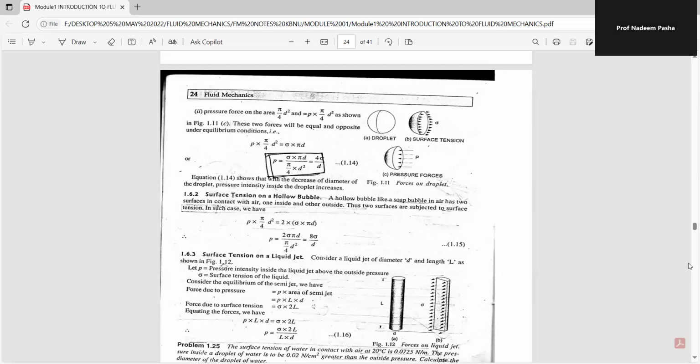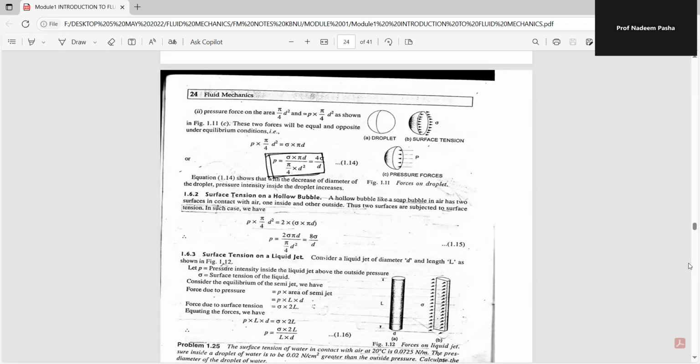Now, surface tension on a liquid jet. That is the third case. Consider a liquid jet of diameter d and length L, as shown in the figure. Let us assume that P is the pressure intensity inside the liquid jet above the outside pressure, and sigma is nothing but the surface tension of the liquid.